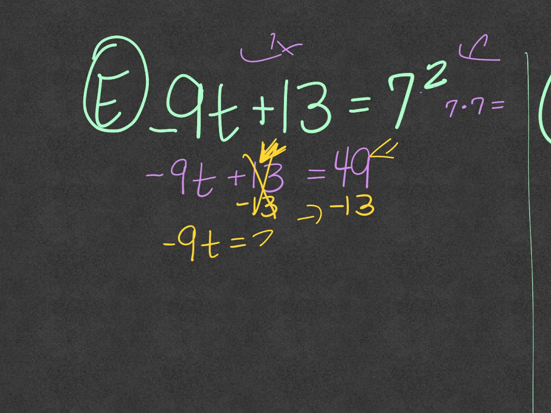Now I'm going to take my negative 9 over through its inverse operation, which would be division. Okay, so divide both sides by negative 9. This cancels. Remember, when you're multiplying a negative times a negative, it cancels. And so 36 divided by negative 9 would be negative 4.